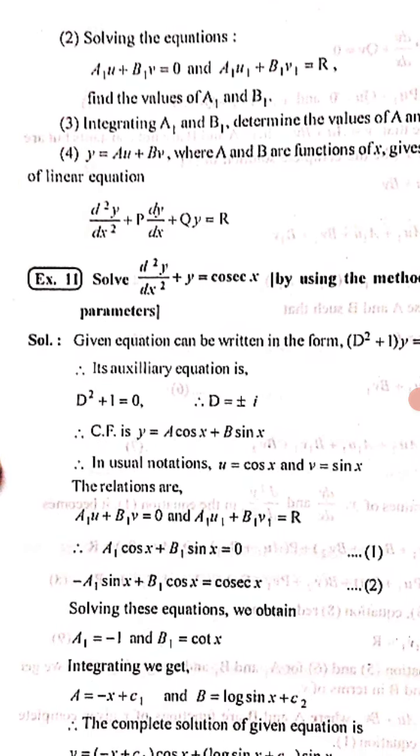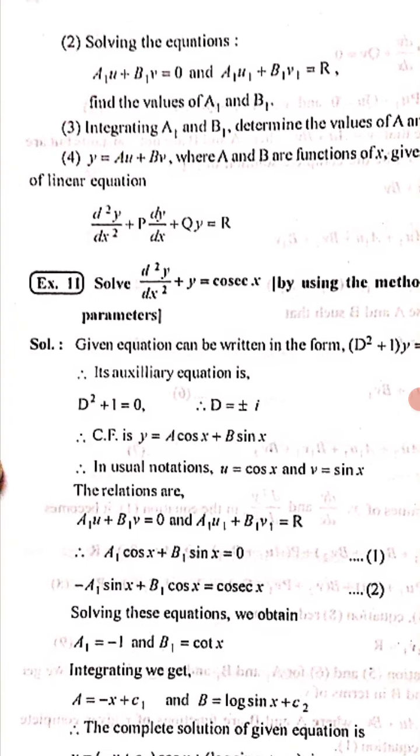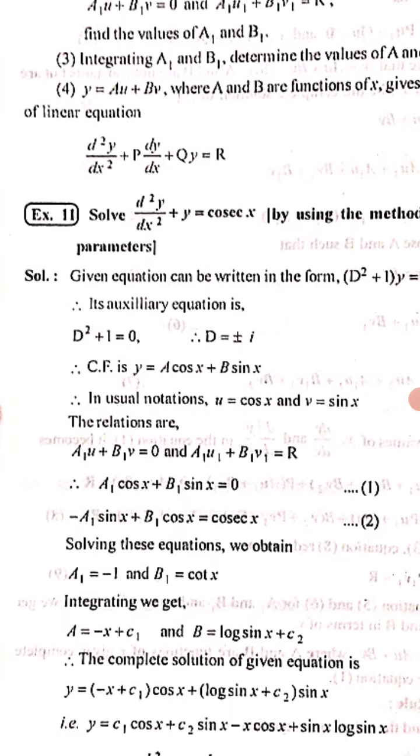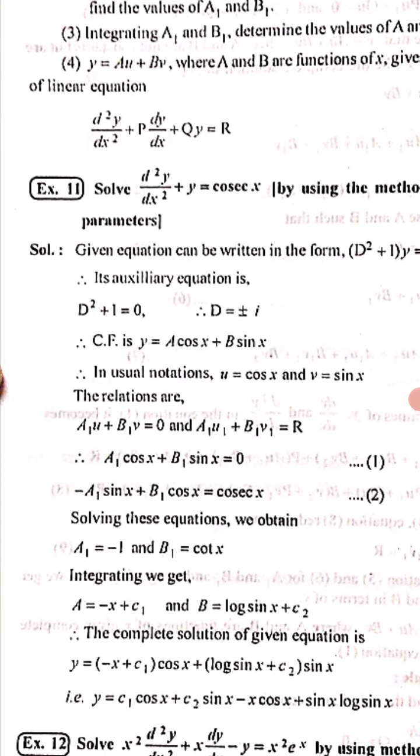Okay, now see here one example. Solve d2y by dx square plus y is equal to cosec x by using the method of variation of parameters. Let's start with the solution. Given equation can be written in the form D square plus 1 into y is equal to cosec x. Therefore its auxiliary equation is D square plus 1 is equal to 0. Therefore D is equal to plus minus i. So therefore CF is y is equal to a cos x plus b sin x. Therefore in usual notations u is equal to cos x and v is equal to sin x.